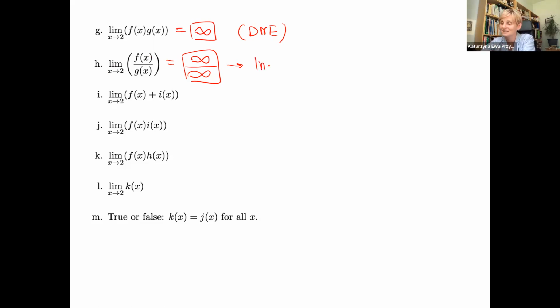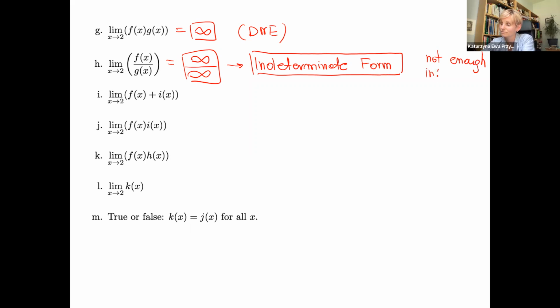That means this is an indeterminate form. Yeah, we have 7. This is the second one. I mean, the second one here. And not enough information, not enough information to get this limit.